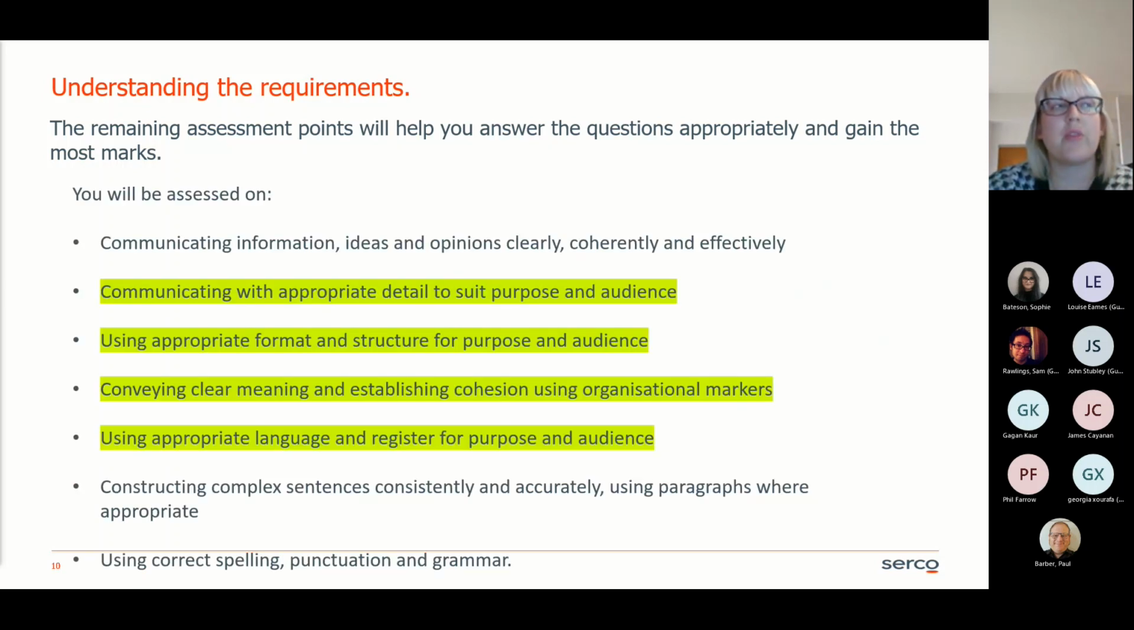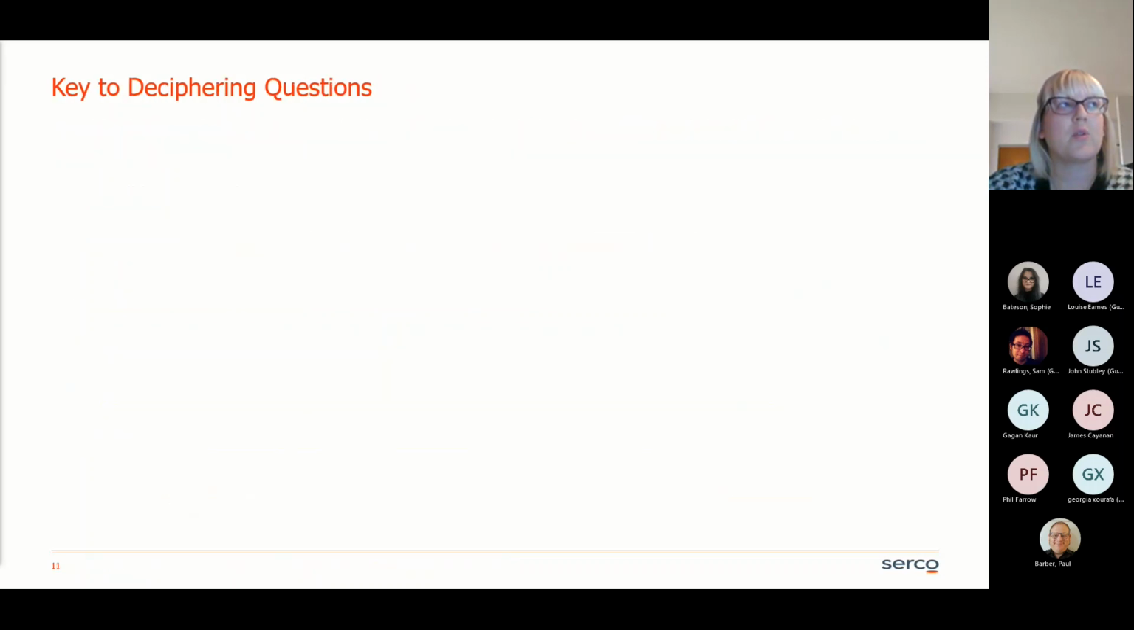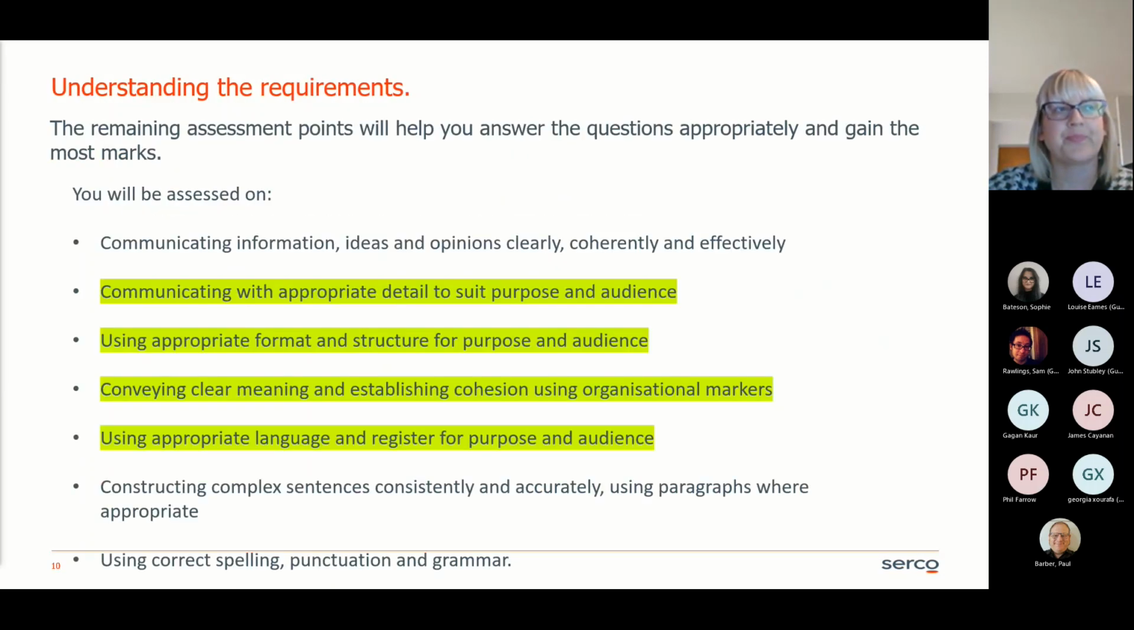Now, these 4 bullet points that I've highlighted. The questions that you get in the exam will be different. They will differ. They will never be the same questions unless you're looking at the sample papers. However, the marking criteria will always be the same. So it's a very good idea to understand the marking criteria. It puts you in a good position to be able to answer any question that they provide you with.